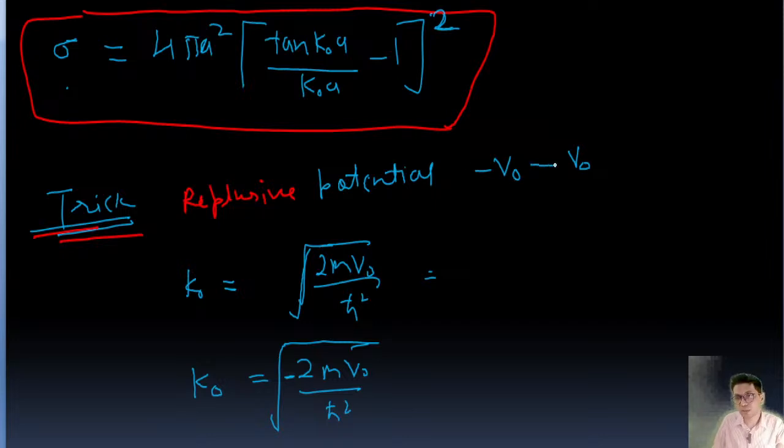So there is a minus in the root, which means iota. So K is going to be iota K naught in case of repulsive potential. So we'll put iota K naught here, and we'll get the value of sigma.